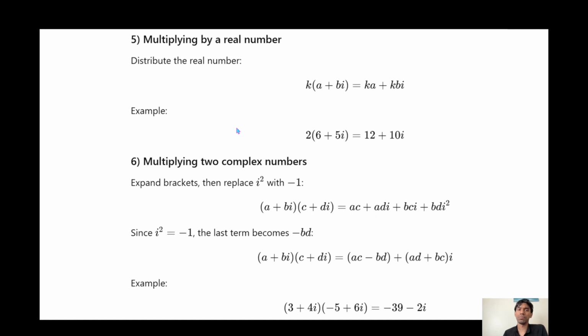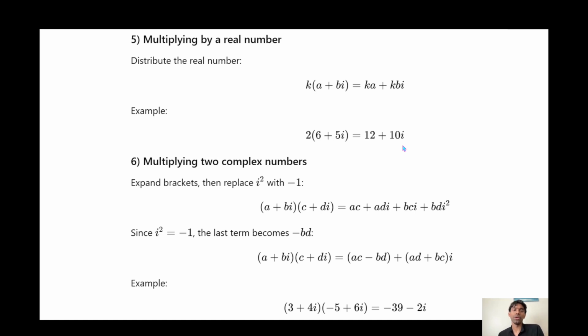Now we want to multiply by using a real number. We distribute the real number. What that means is if we have k, which is a real number, and we want to multiply it with a plus bi, we end up with k multiplied by a, which is our first distribution of k, and then plus k multiplied by bi, which is the second part. An example would be 2 times 6 plus 5i in brackets is equal to 12 plus 10i.